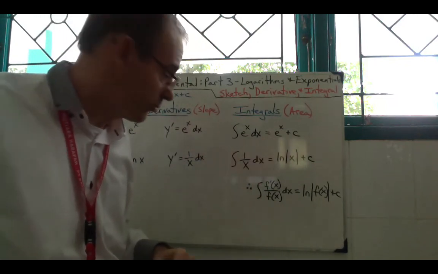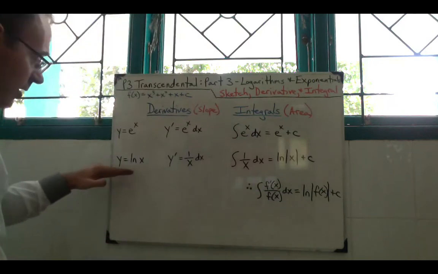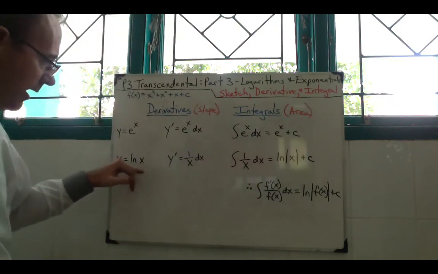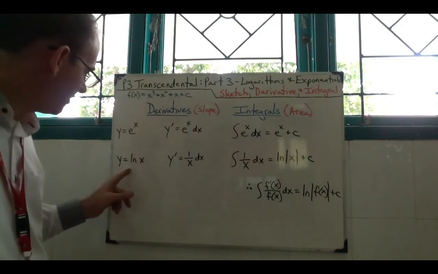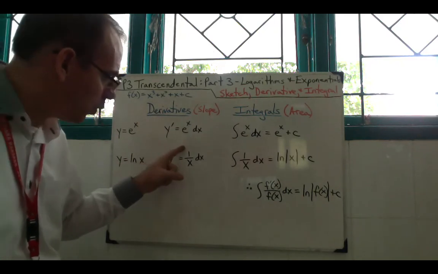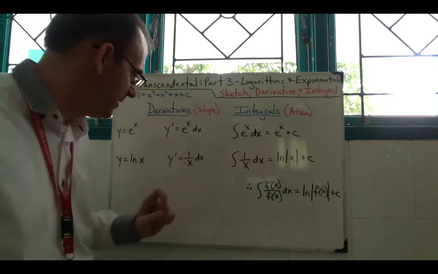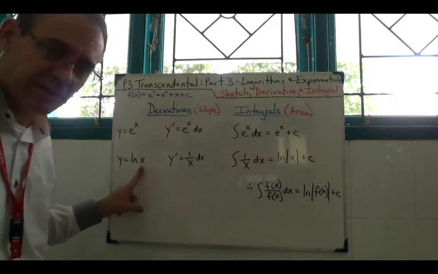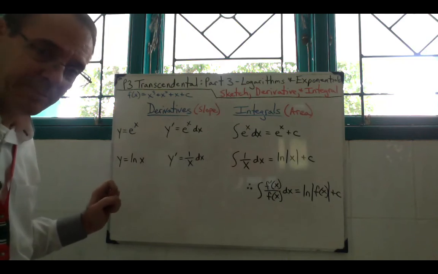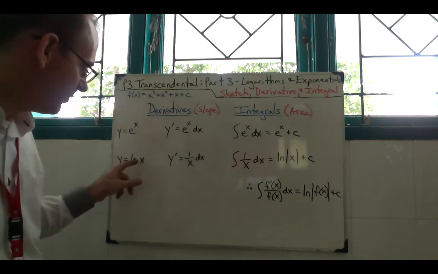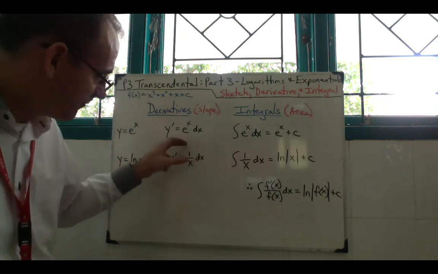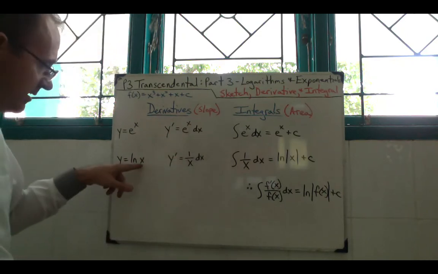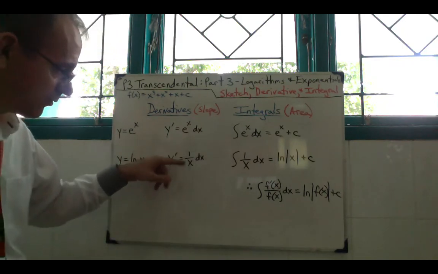Then for ln y equals ln x, the derivative of ln x is 1 over x dx, where the dx is the derivative of the argument. So if your argument is expanded, you need to do the derivative of the argument after you do the 1 over x, which is 1 over the argument.